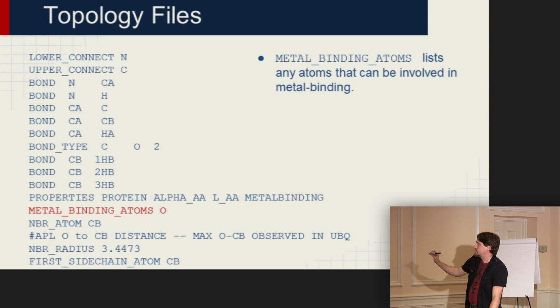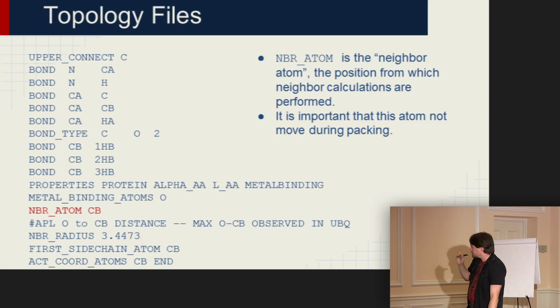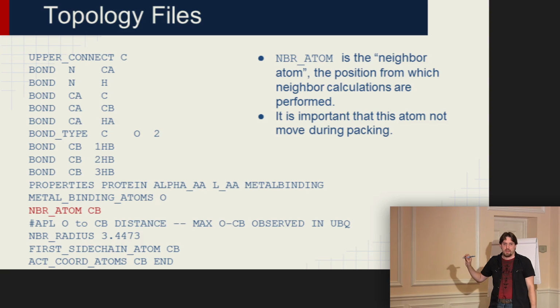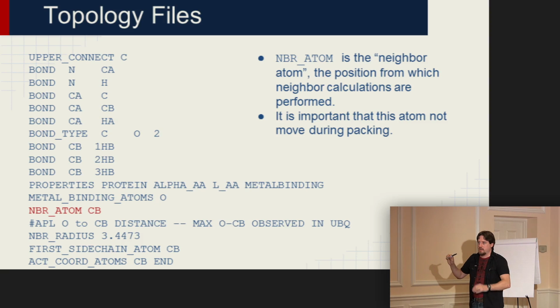This is something new. If you have a metal binding atom, you can define it here. Neighbor atom is the position from which all the neighbor calculations are performed. And the trick here is it's very important this atom does not move during packing. So it needs to be on the backbone and not move around when you do the packing.